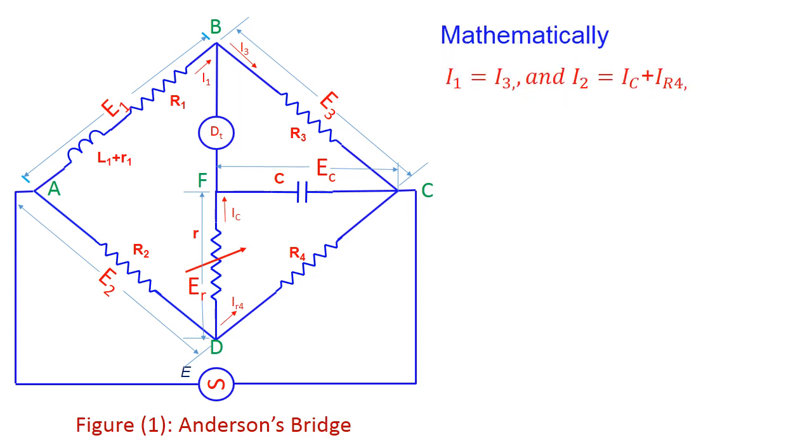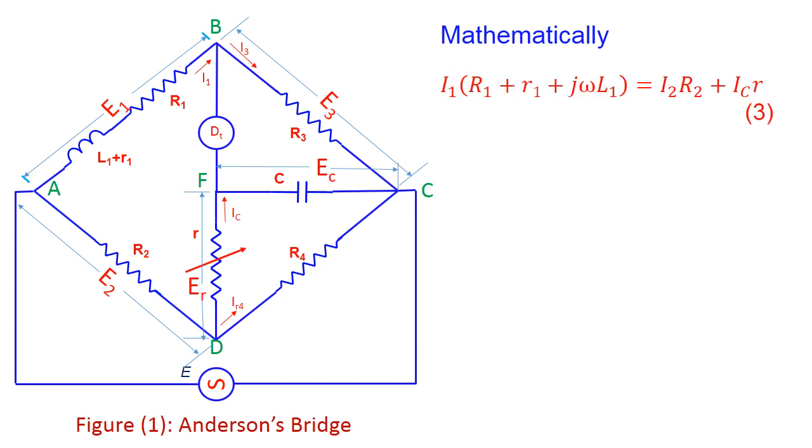Mathematically speaking, I1 is equal to I3 and I2 is equal to IC plus IR4. For equating E3 and EC, we can write I1 into R3 is equal to IC into 1 upon j omega C. Equation 1 can be solved for IC, that is IC is equal to I1 into j omega C into R3.